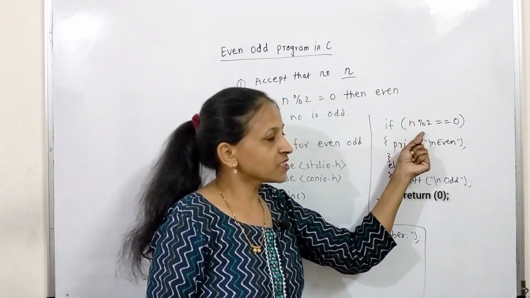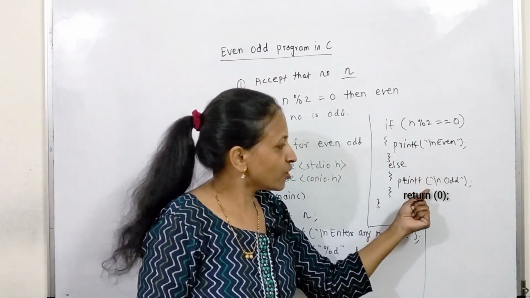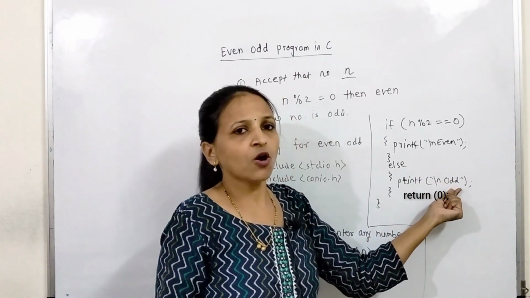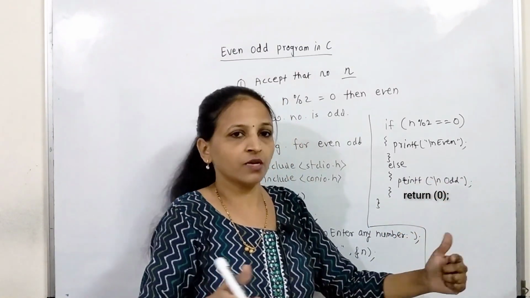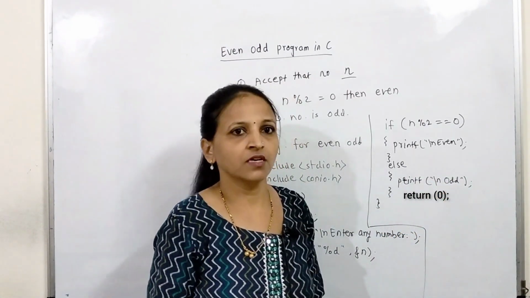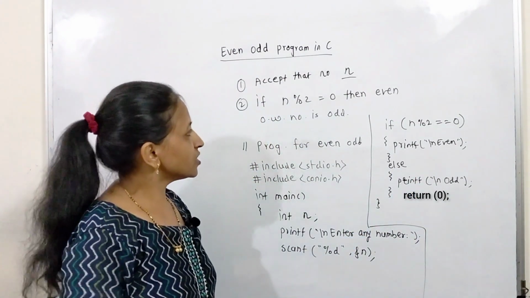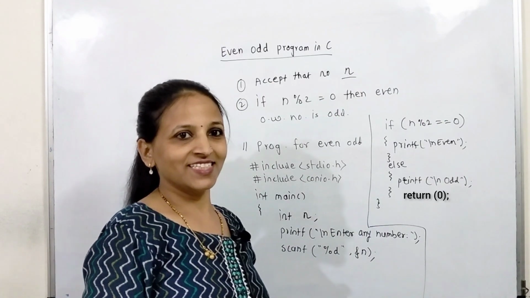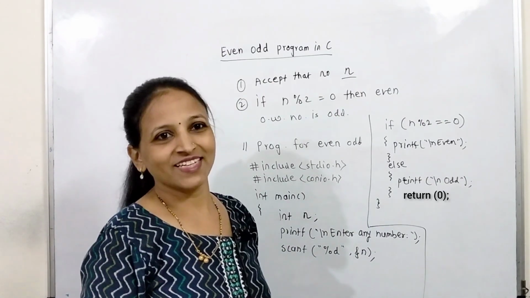Else, if this condition is not true, then control will automatically come inside the else block and will display odd. Here you can display "the given number is odd number", anything. Okay, getting it? This is just a program to check whether a given number is even or odd in C. Now let us see the implementation.